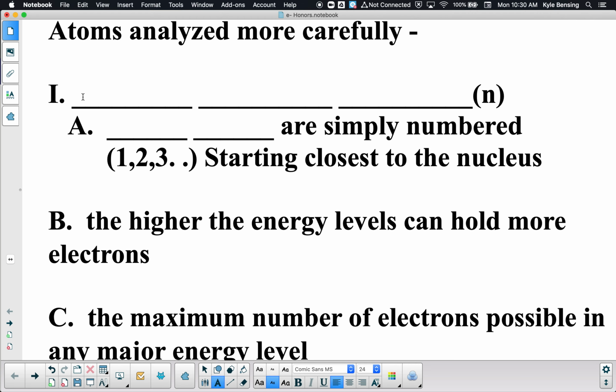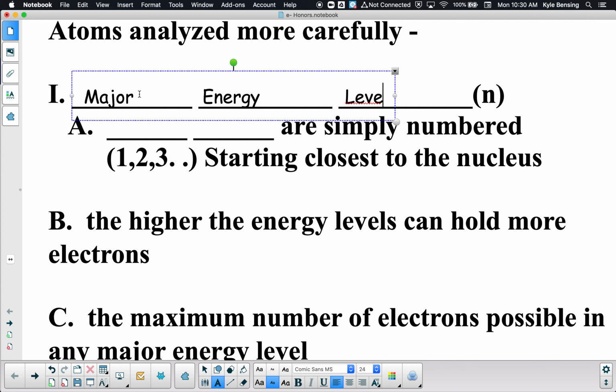So for Roman numeral 1, the major energy level is the most general term. There are actually 7 major energy levels, and the first one, where n equals 1, is the smallest and can hold the fewest electrons. So let's keep going here.